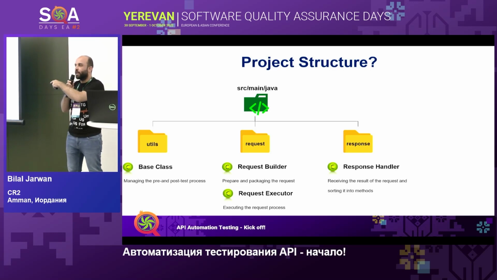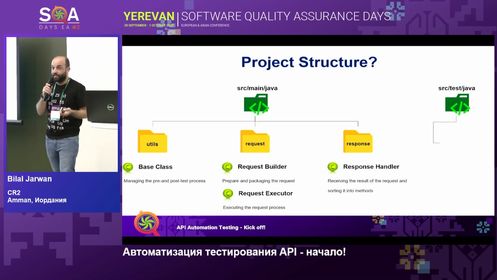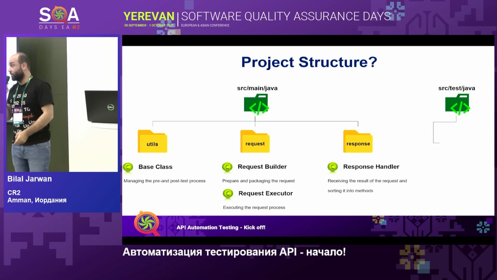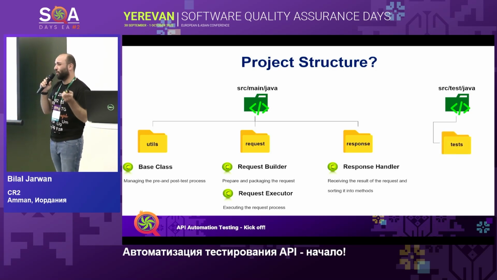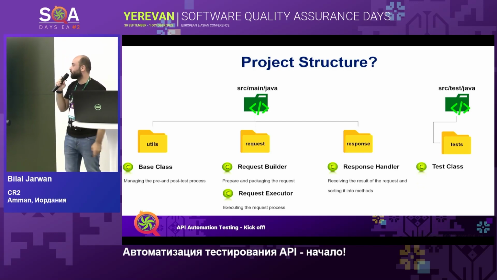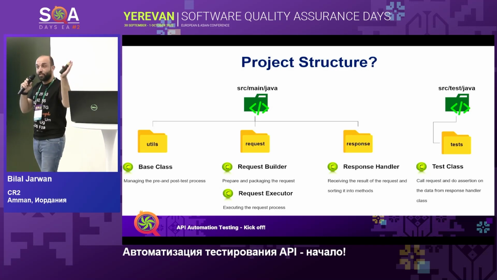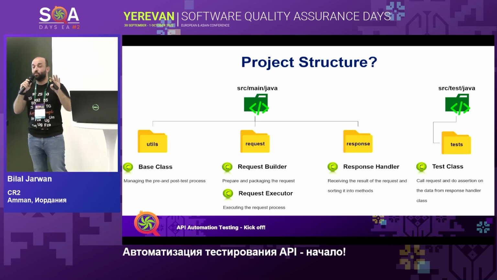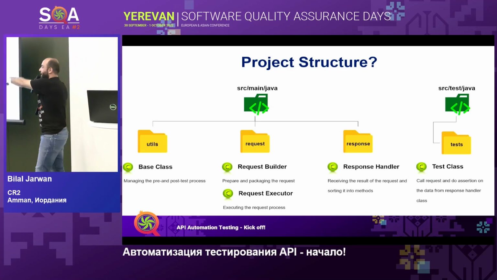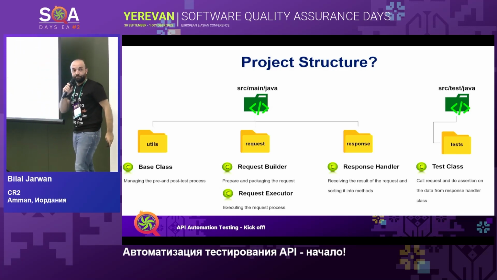Okay. Anything else? Yes, we have another source folder called source test Java. Under the source test Java, we will have one package called tests, and under the tests, we will have the test class. In the test class, we will create different test methods, and in these test methods, we will just communicate with the classes that we called before.